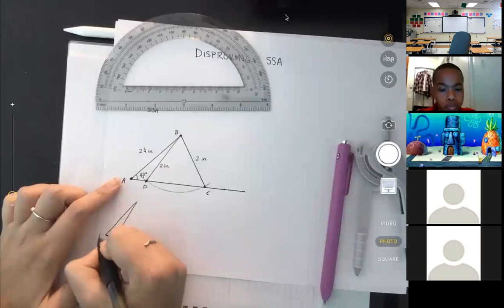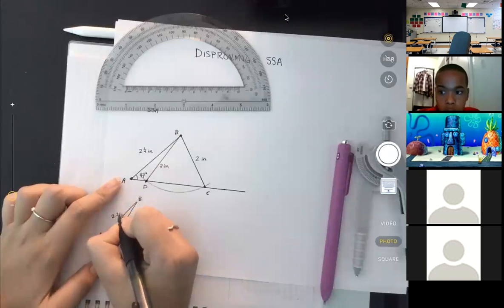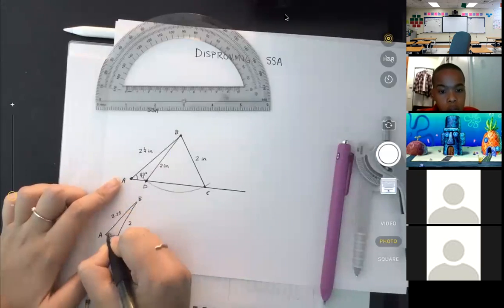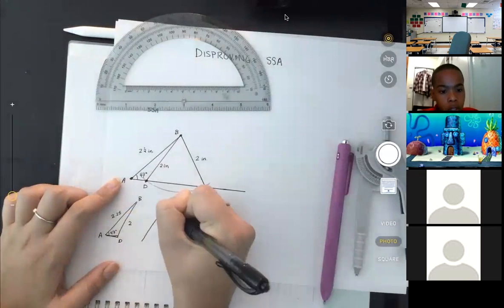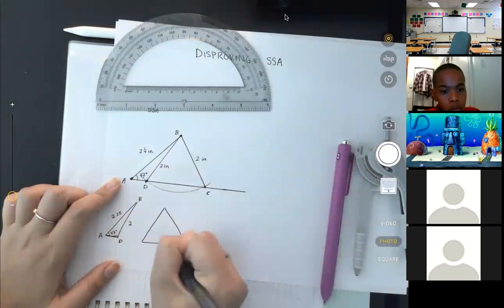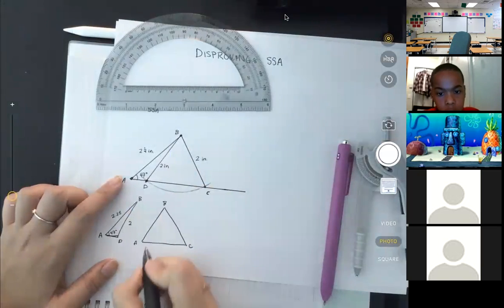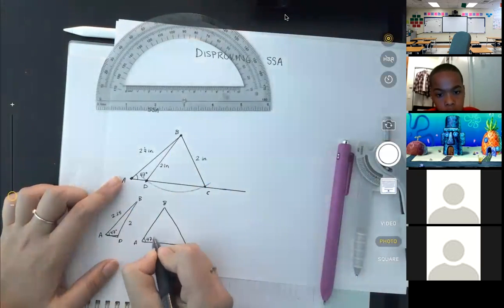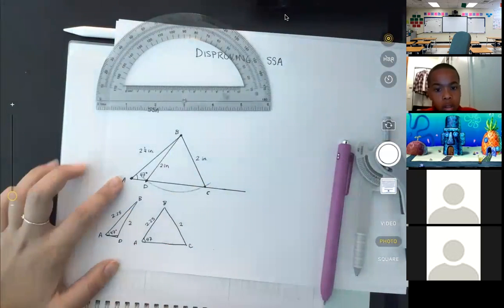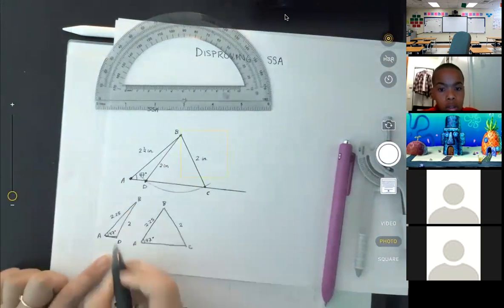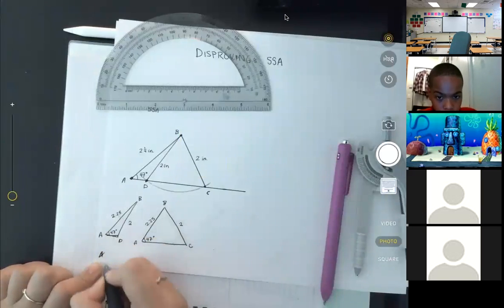This one is A, B, D, and this is 2.25, this is 2, and this is 47. And then I have this big triangle, A, B, C. And here I have 47, 2.25, and 2. So notice SSA.